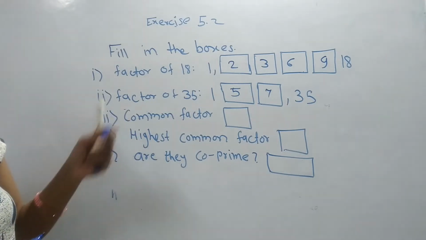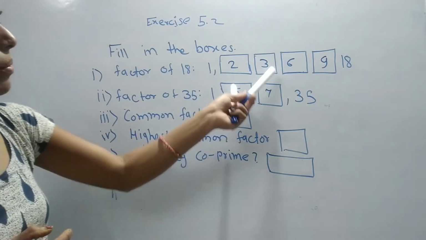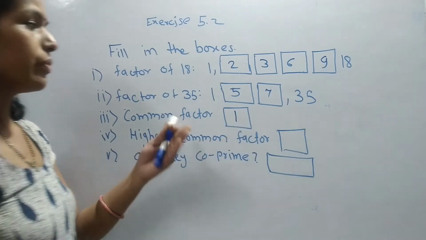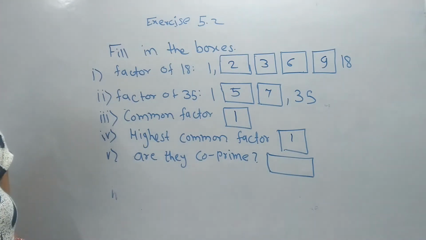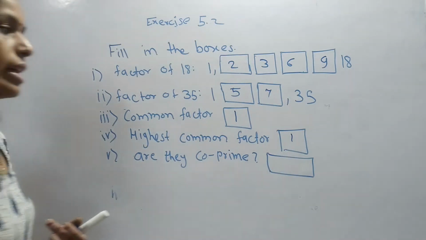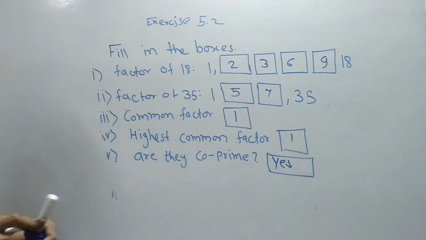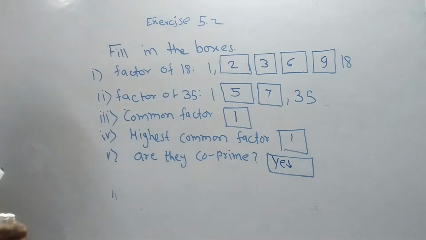Observe carefully. Is there any common factor? No. 1 is the only common factor between these two. The common factor is 1 only, and the highest common factor is 1 only. So are they co-prime? Yes, they are co-prime numbers because they have only 1 as a common factor. Therefore, 18 and 35 are co-prime numbers.